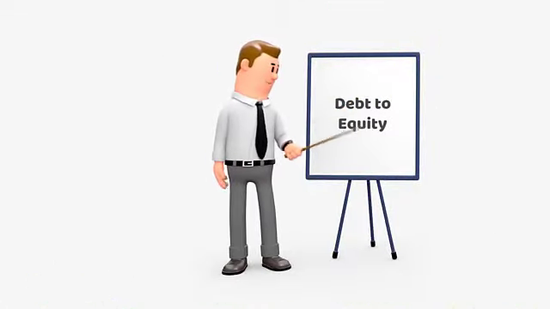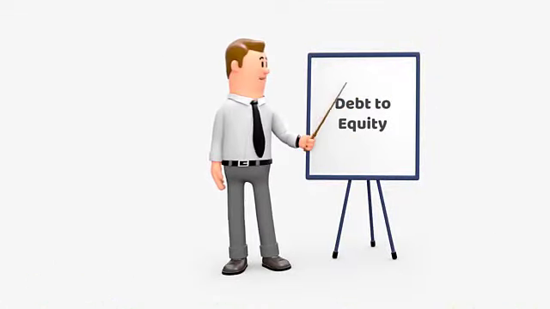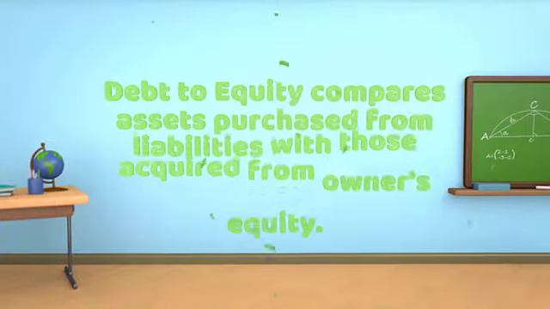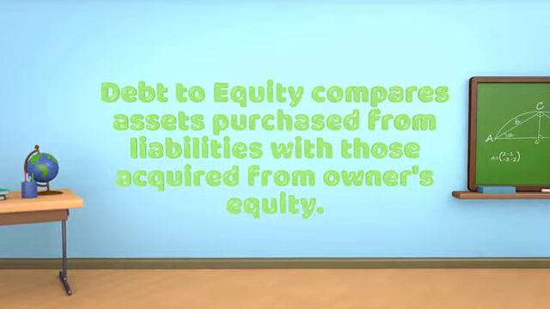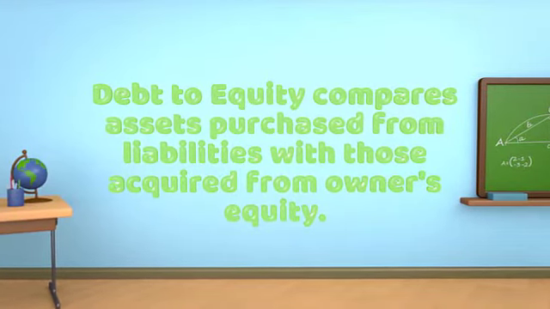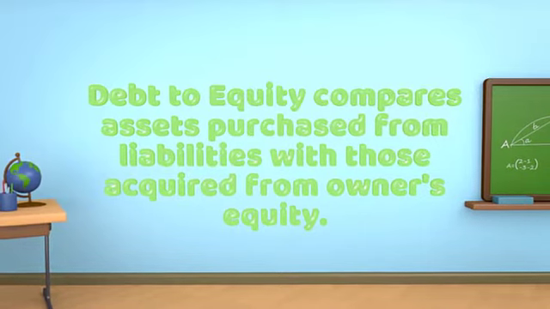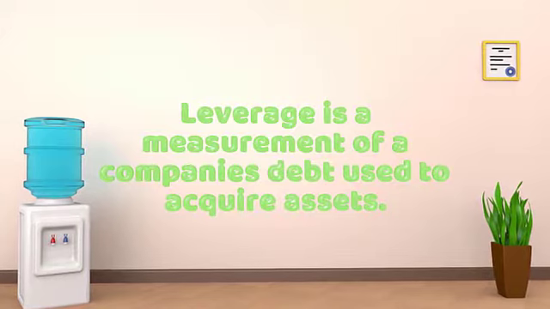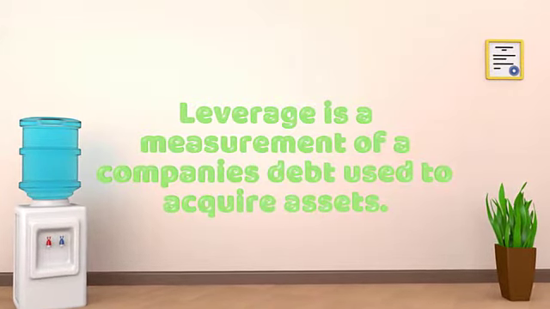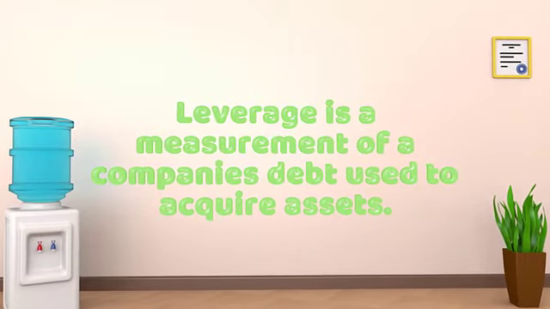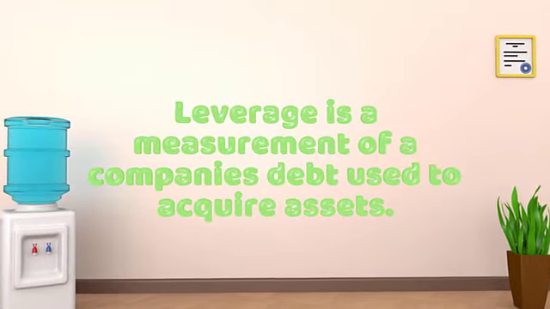Another common ratio that stakeholders use to measure the health of a company and make decisions is called a debt-to-equity ratio. The debt-to-equity ratio compares how much of the company's assets were purchased using debt and how much were acquired using the owner's own money, or equity. The more debt a company uses to purchase assets is known as leverage. Therefore, a highly leveraged company is a company with lots of debt. A company with low leverage has little debt.